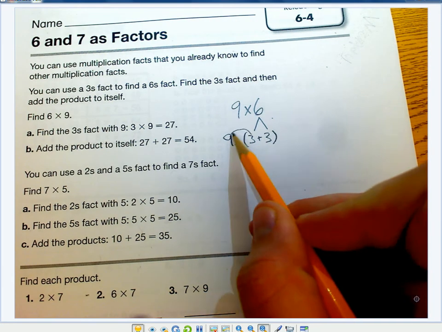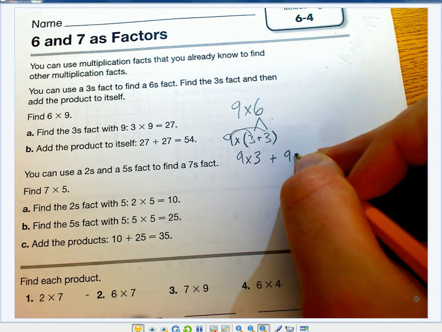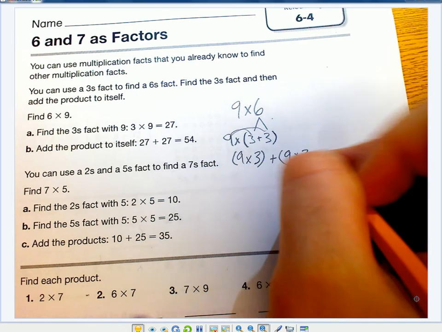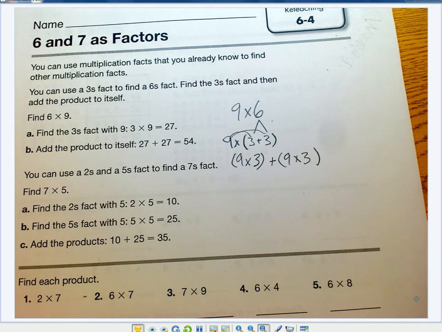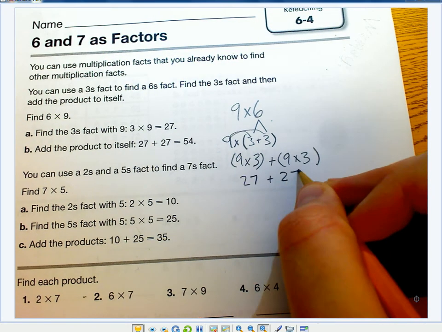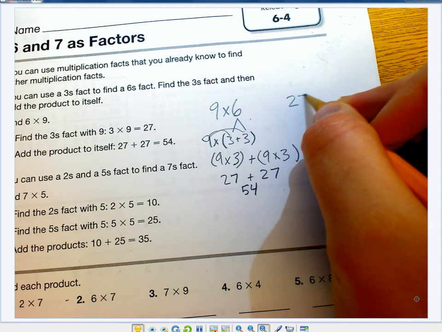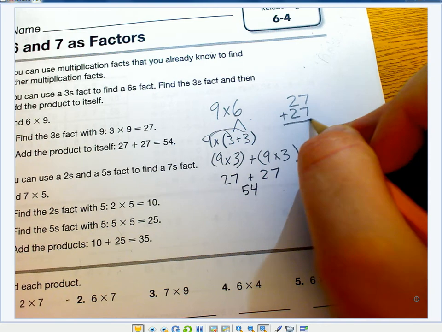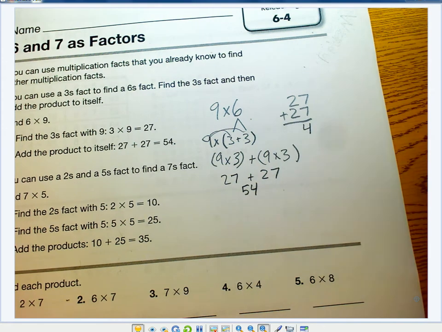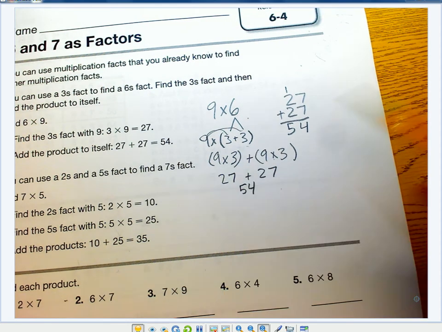Students know to draw the arrows here. 9 times 3 plus 9 times 3. We figure those out. We can either use a 9's trick with our fingers, or we can use 3's. 9 times 3 is 27, plus 27 equals 54. If you need to stack and add that, that's fine. 27 plus 27. I feel completely comfortable with you doing that. 7 plus 7 is 14. Carry the 1. 2 plus 2 is 4 plus 1 more is 5. So with 6's we can split those into 3's, and then we're just doing a double addition there.